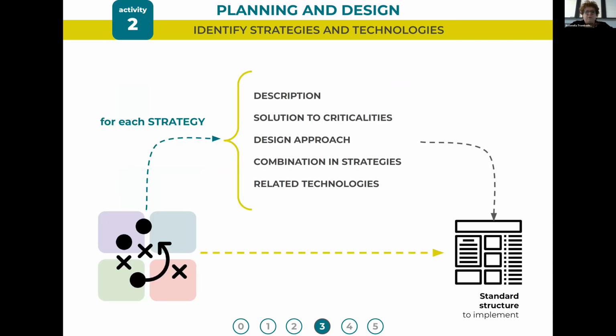For each strategy, we organize the description, the solution to criticalities, so how it is possible to solve the problems related to the criticalities, the design approach that is possible to carry on, the combination of different strategies, so the relation that is possible to create among different solutions, and of course the related technology. So this is the concept of the knowledge organization.